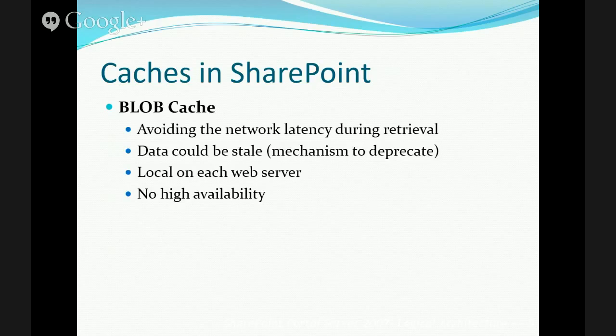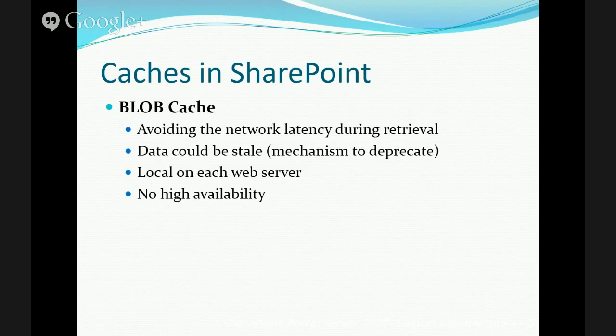So in this example, we use a blob cache to avoid network latency because we are retrieving a huge amount of data. If I want the same document again and again, or it's going to be accessed multiple times, I better bring that particular document from the store into my application server, which is what we mean by blob cache. Data could be stale, so we need some mechanisms. Mechanisms were there to deprecate and say this data is stale and we will have to get fresh data for the blob.